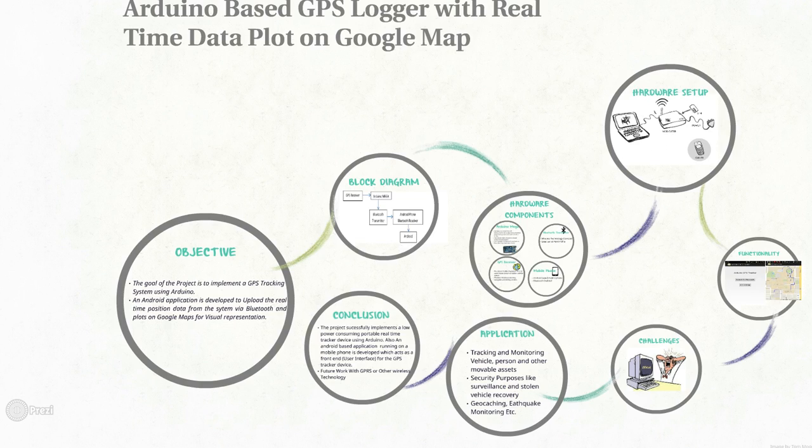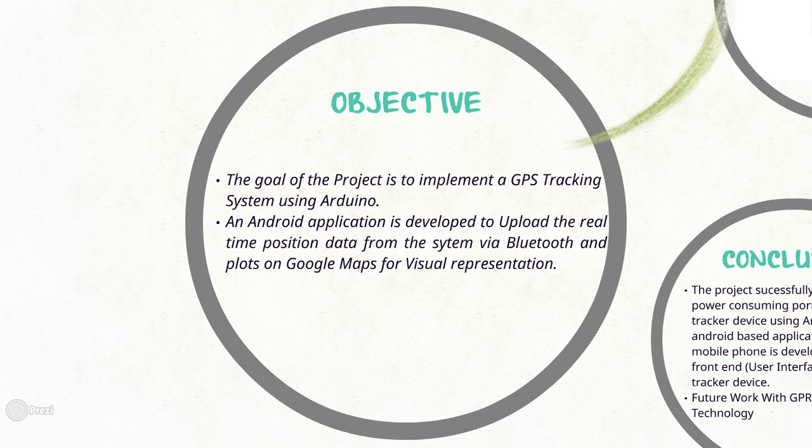Maps. The goal of the project is to implement a GPS tracking system using Arduino. An Android application is developed to upload the real-time position data from the system via Bluetooth, and it's plotted on Google Maps for visual representation and tracking.